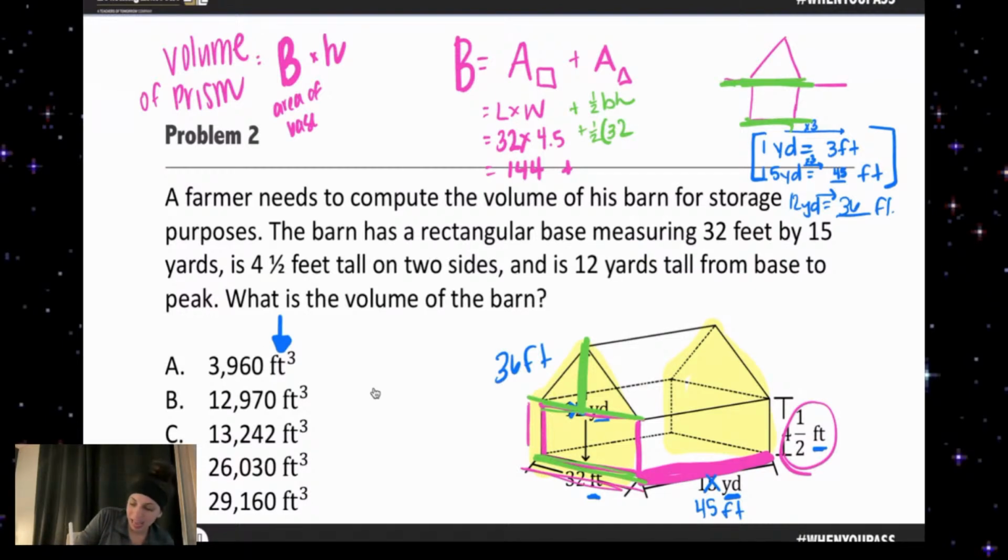If I know that the entire thing is 36, and I know that this shorter part right here is 4.5, using my part-whole mindset, elementary people, K-6 people, 4.5 plus what equals 36? I can do 36 minus 4.5 to give me the height of my triangle. So 36 minus 4.5, 31.5.